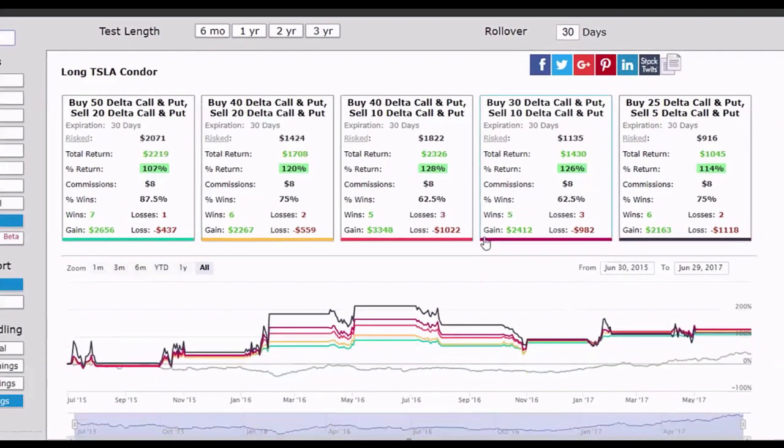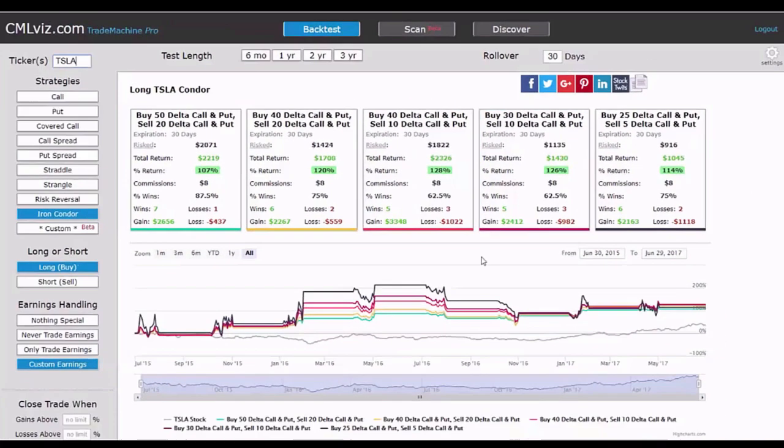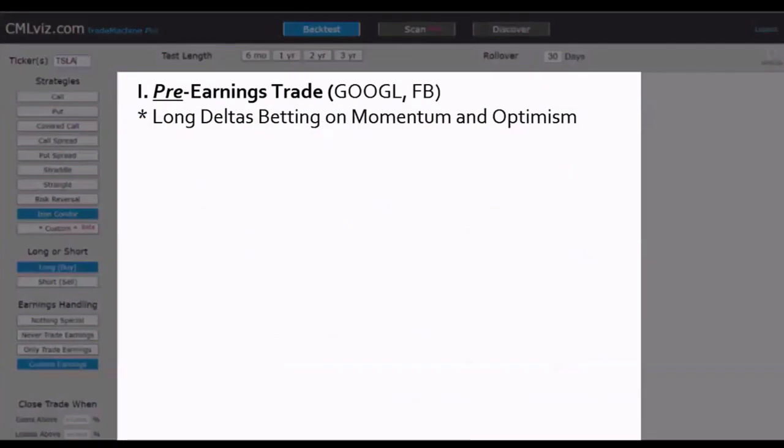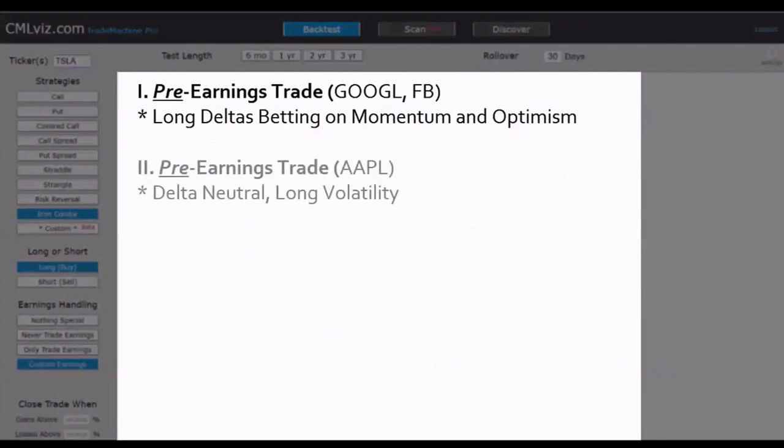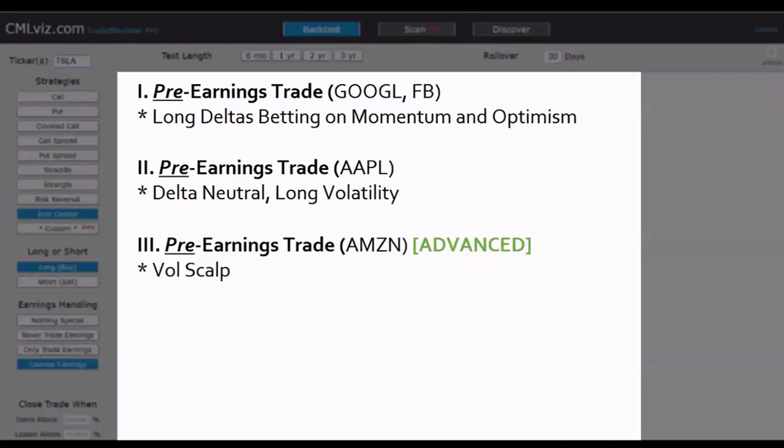All right, we went pretty fast, but even just limiting ourselves to a handful of stocks, we found 5 great trading opportunities surrounding earnings. We found that we could play momentum optimism in long calls for Google and Facebook 2 weeks before earnings. We found a delta neutral volatility momentum trade, which was a long Apple straddle 1 week before earnings. We found a volatility scalp in Amazon with a sophisticated long straddle, short straddle play.